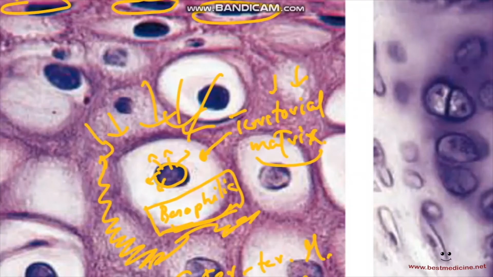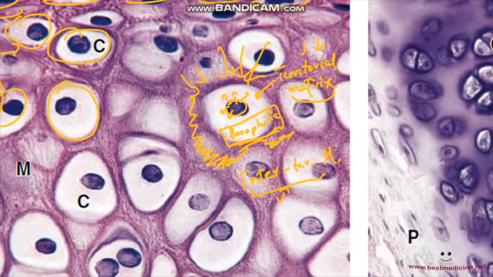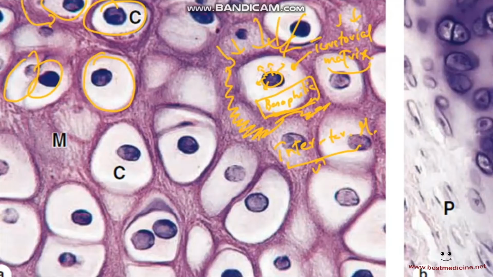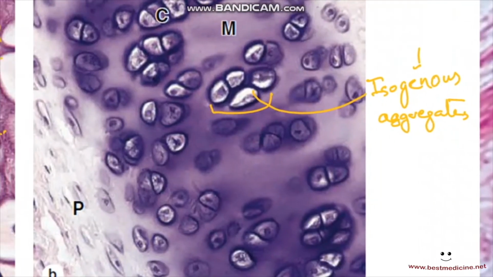Now, one thing that you might notice here is that these chondrocytes are present in aggregates of cells, right? These are present, for example, in pairs right here, or this pair right here. If you see them, they're present in aggregates, and you notice this on the slides, and that is absolutely correct. These are sometimes present in aggregates, and these aggregates are called isogenous aggregates. Okay.